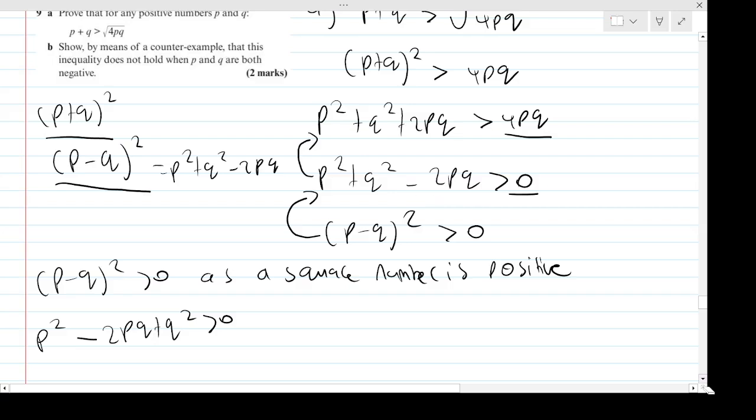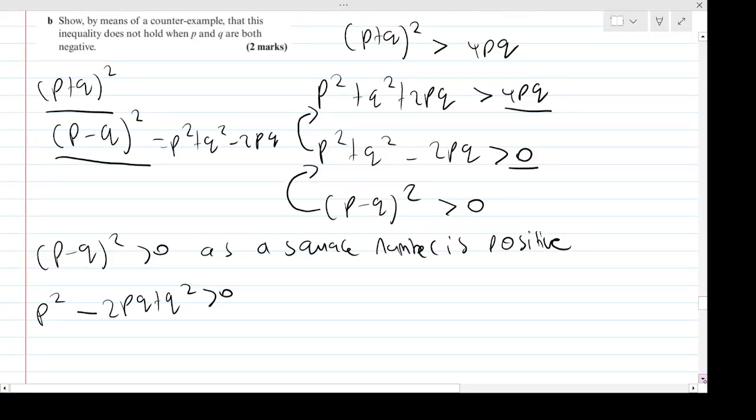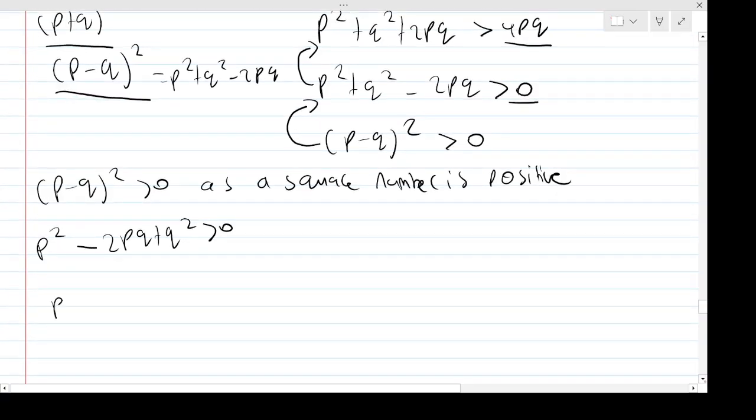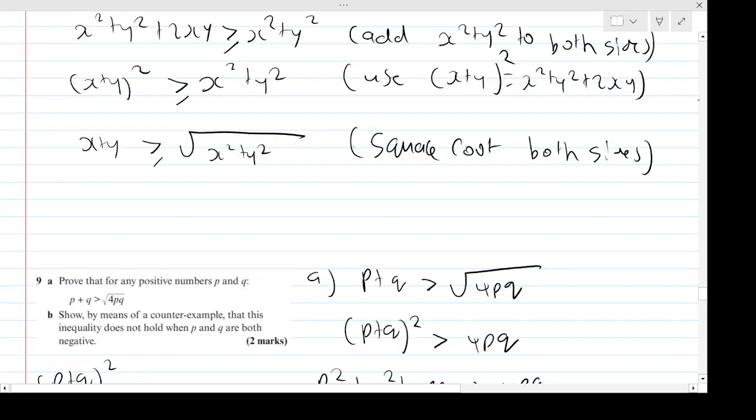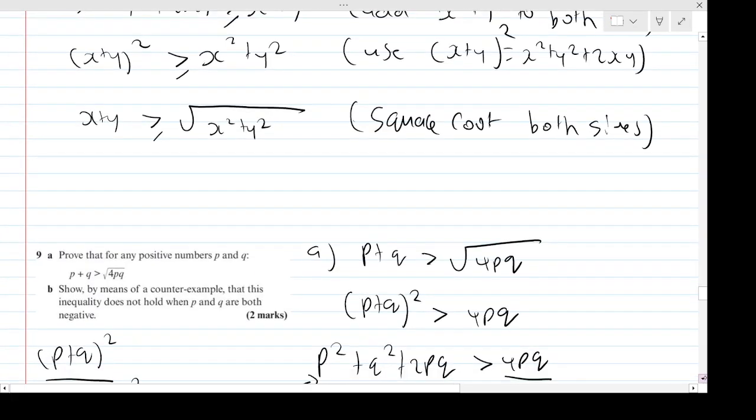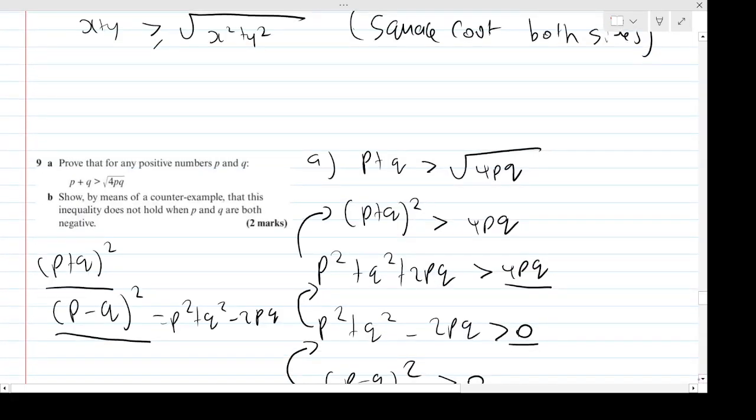So there we are. Then we're going to add 4pq to both sides to get p squared plus q squared, and then minus 2pq add 4pq, that's going to get me plus 2pq, right? So then p squared plus q squared plus 2pq is then greater than 4pq. There we are. Okay, so we got to that bit. Then we can go to that step.